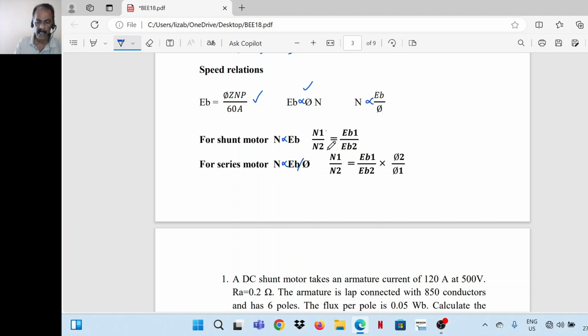So we can write the relation N1 divided by N2. N1 is proportional to Eb1 by phi 1. N2 is proportional to Eb2 by phi 2. In the case of a shunt motor, phi 1 is equal to phi 2. So N1 by N2 is equal to Eb1 by Eb2. But for series motor, we can write the relation N1 by N2 is Eb1 by Eb2 into phi 2 by phi 1. That is, N1 is proportional to Eb1 by phi 1. N2 is proportional to Eb2 by phi 2. So N1 by N2 is Eb1 by Eb2 into phi 2 by phi 1.